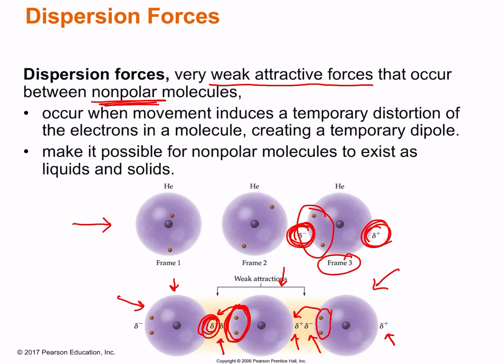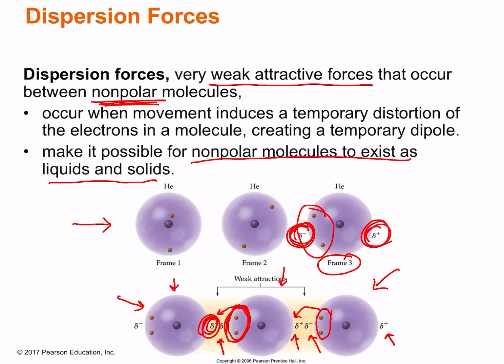And so these are temporary dipoles. They happen for like a millisecond, a second. Very, very fast. And so this temporary dipole makes it possible, though, for some nonpolar molecules to exist as liquids and solids. Otherwise, all nonpolar molecules would just exist as a gas because they don't have any way of being attracted to each other.